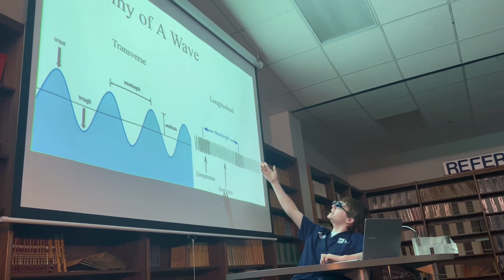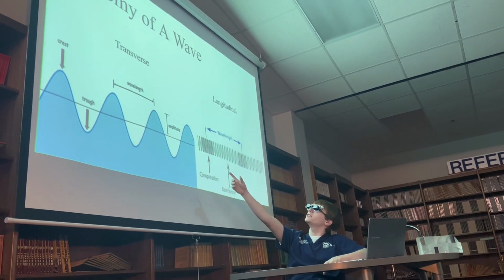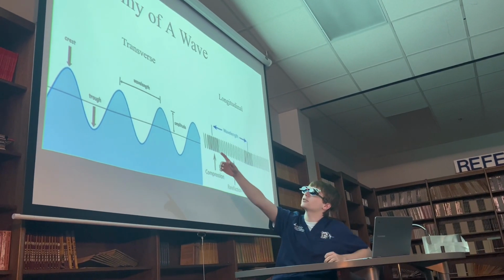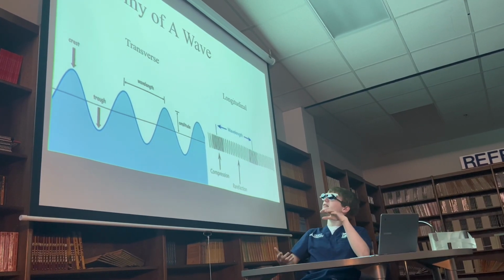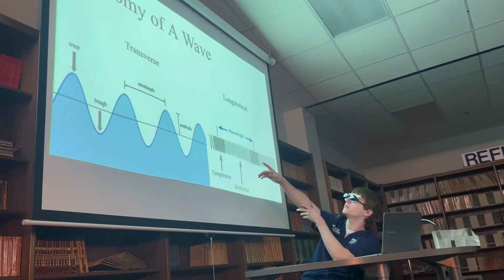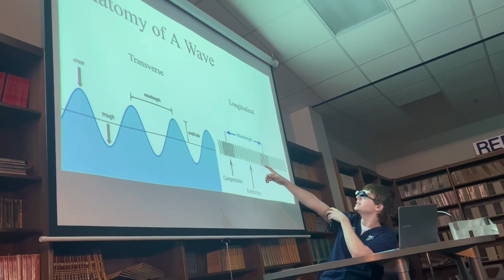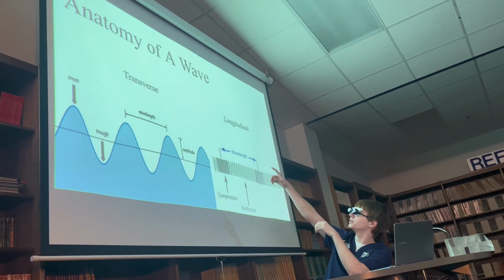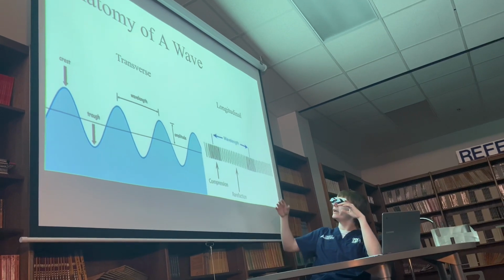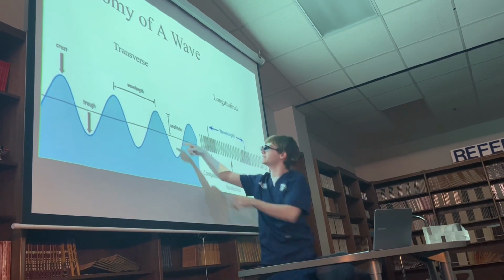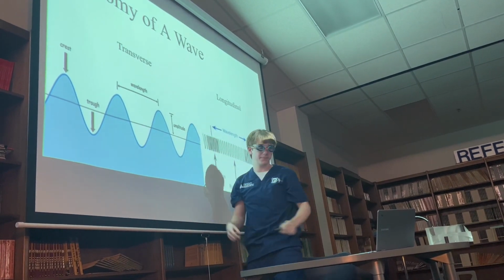Here is the anatomy of the wave. Right here we have the transverse wave. It has the crest, which is the peak, and the trough, which is the valley. We have our wavelength, which is from one crest to the other crest. And we have our amplitude, which is how high it goes from the starting point and how low it goes from the starting point. This gap right here.